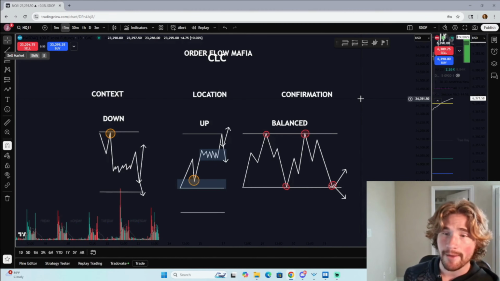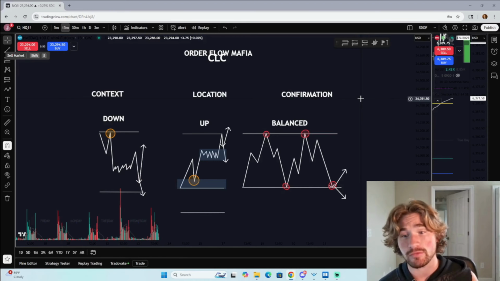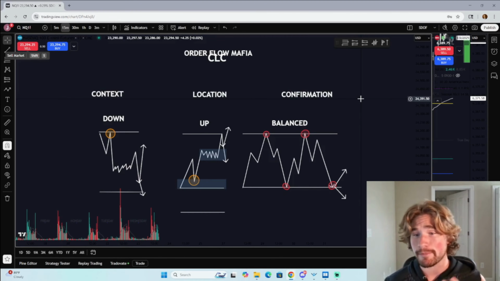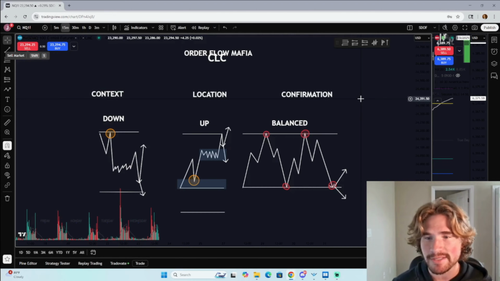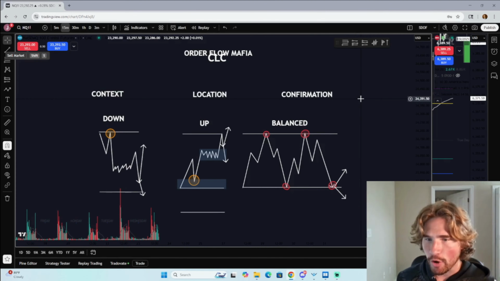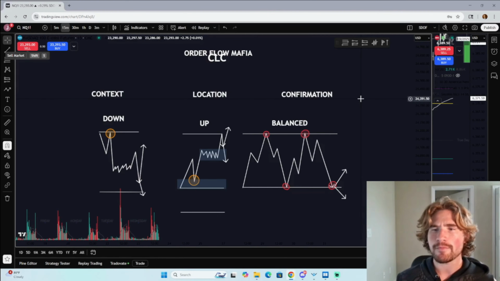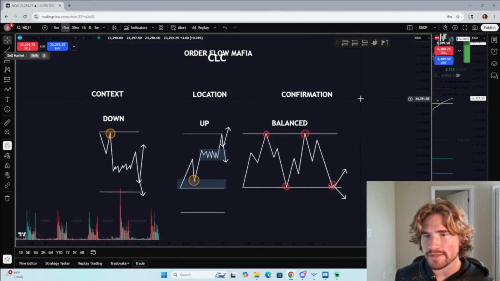Now, the next step is identifying the location. When the market opens, if you are a New York session trader like me, maybe you trade London, maybe you trade Asia, whatever it is, you have to identify when you are looking to trade. I know what the context of the market is. We're in an overall uptrend, we're in an overall downtrend, we're in balanced conditions. Where are we at when I am looking to trade?